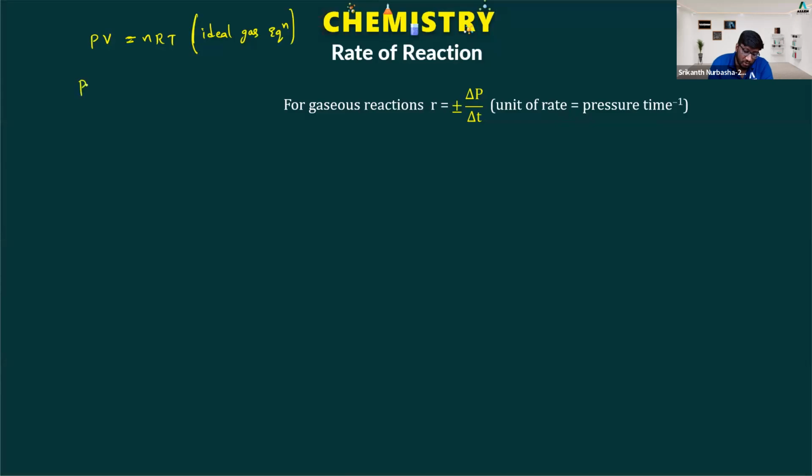PV is equal to nRT. So P is equal to number of moles by volume into R into T. Number of moles by volume is concentration. So P is equal to C into R into T. So concentration C is equal to P by RT.